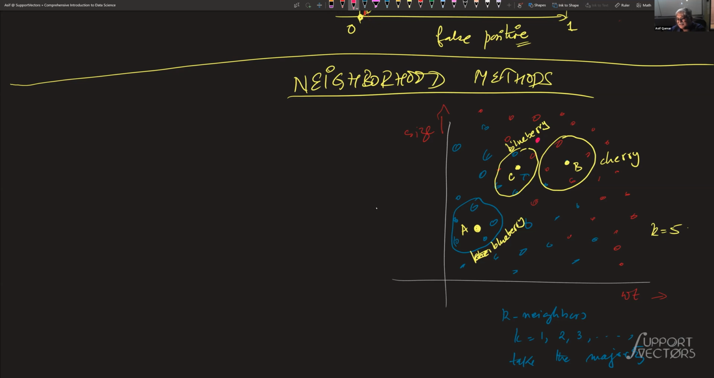But the probability of getting a blueberry or a cherry depends on what you select. The closer to the boundary you go, the lesser the probability of being correct. So even though these are discrete numbers, you can say 3 votes for blueberry, 2 for cherry. So you can say the probability is 66% of blueberry, isn't it? But you still mark it as blueberry because by definition, the majority goes to blueberry.